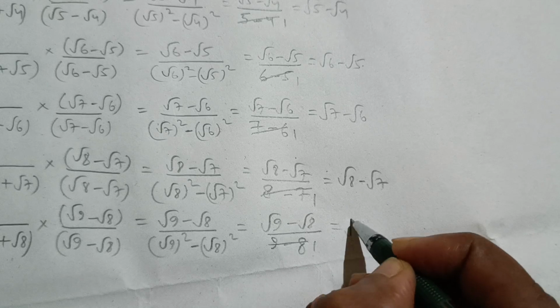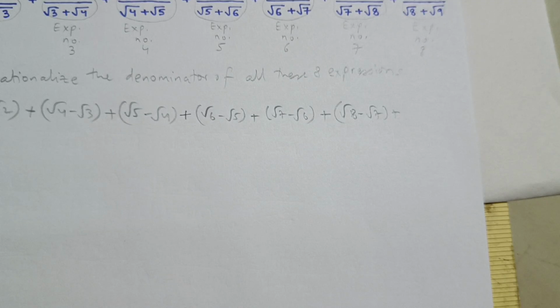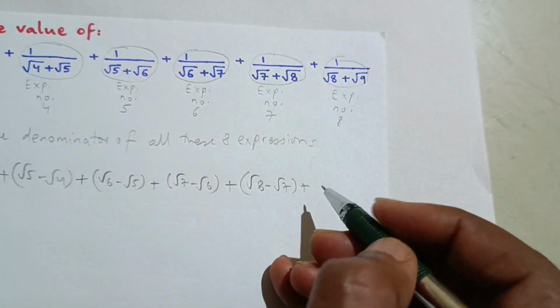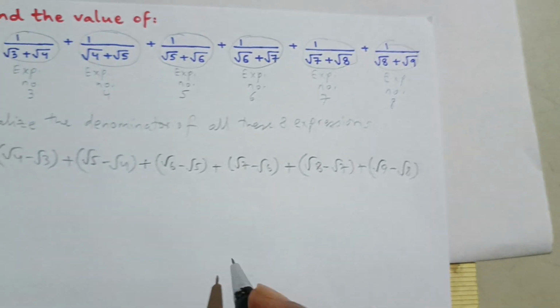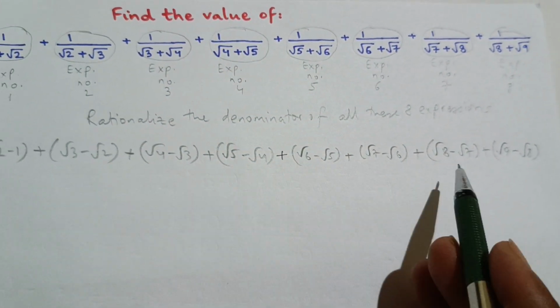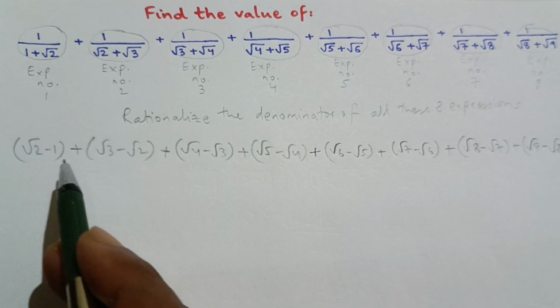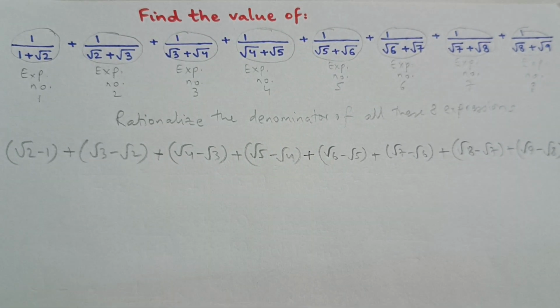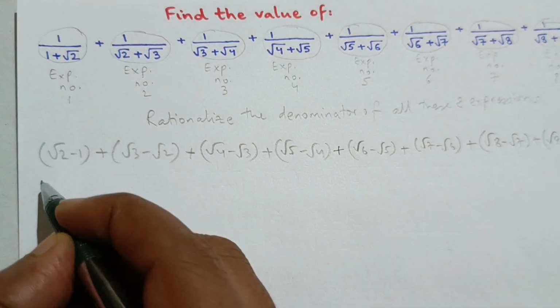So it becomes square root of 9 minus square root of 8. So let me remove this. So this becomes square root of 9 minus square root of 8. And now this becomes simpler because there is no denominator over here, or you can say the denominator is 1. So now we can solve this, and this is now addition subtraction. So let us solve this.